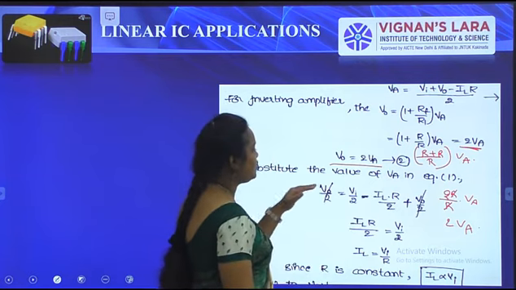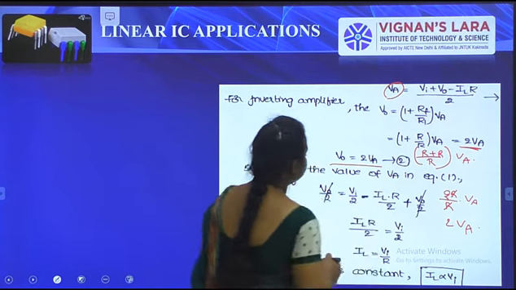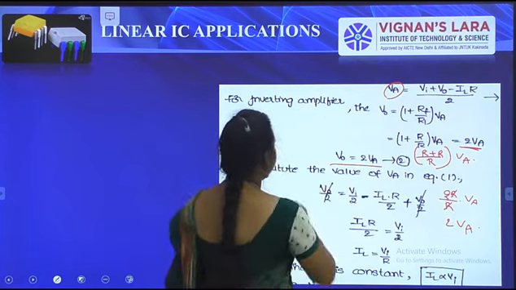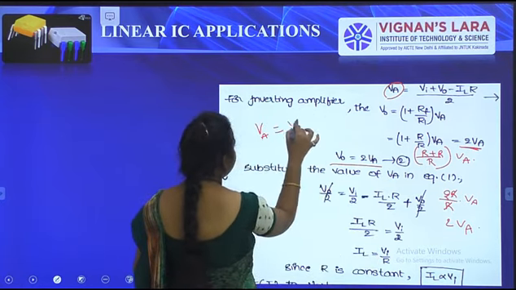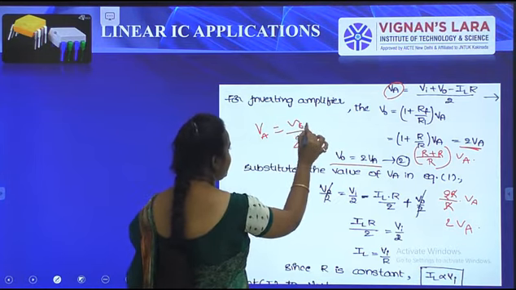So substitute the value of VA in equation 1. In equation 1 we have VA, so in the place of VA we put VA is equal to V0 by 2, for simplification.